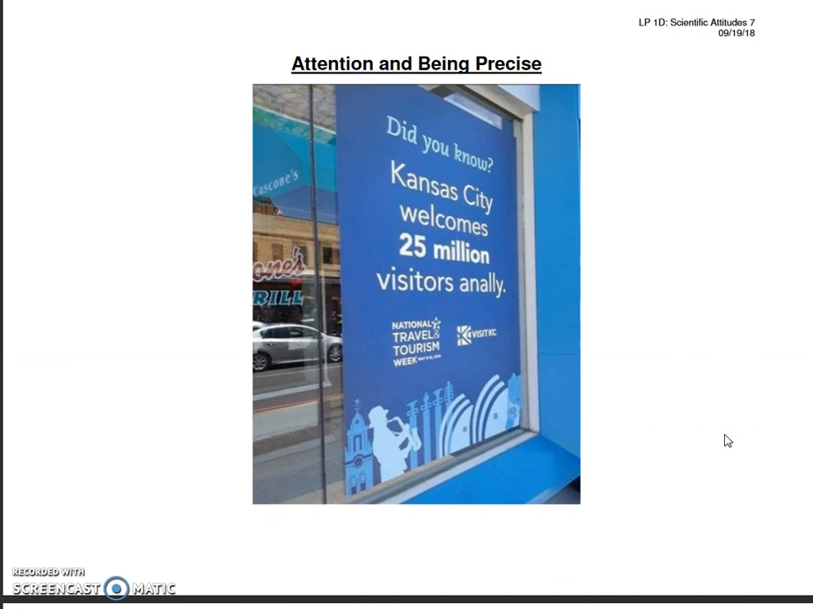This sign, I'm going to assume the sign really is supposed to say, "Did you know Kansas City welcomes 25 million visitors annually?" Again, detail is important because if you're not paying attention to detail, you can make small mistakes which can have big consequences.